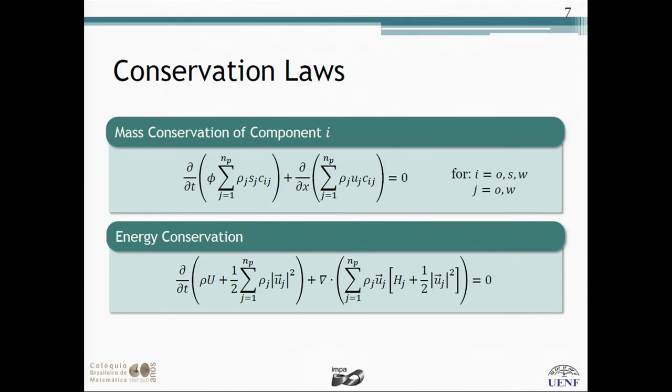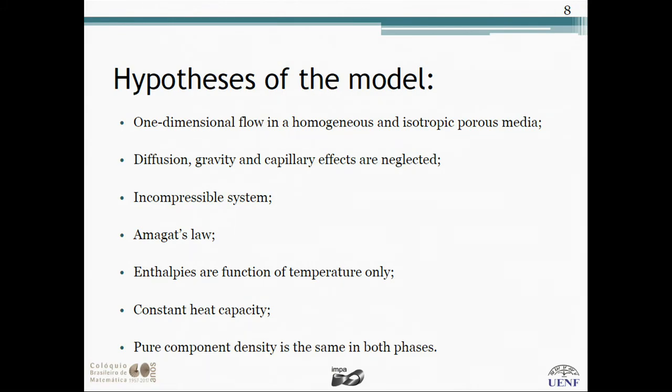Here capital U is the internal energy, and capital H the enthalpy of the phase. And ρ is the density, S saturation, and here C is the mass fraction of component I in phase J. Okay? Of course, all those hypotheses, so we can be allowed to solve something. We consider only one-dimensional flow.